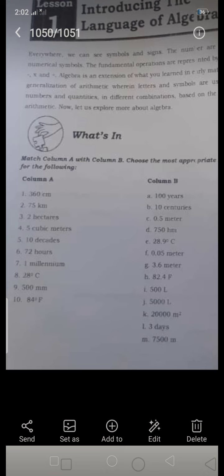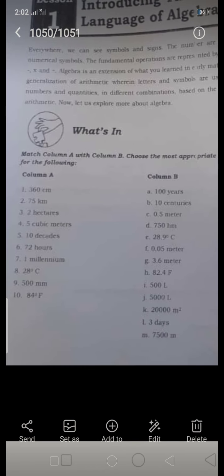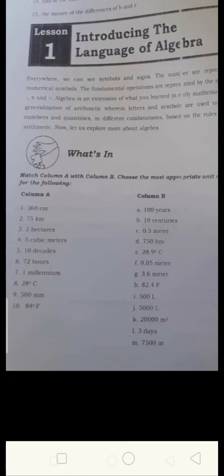Number 7, 1 millennium. Ano yung millennium? So, ilan yung value ng 1 millennium? So, 1 millennium is equivalent to 10 centuries. May centuries ba sa column B? O, meron. So, 1 millennium is equivalent to 10 centuries. Wala nang conversion kasi 1 millennium is equal na siya sa 10 centuries. So, yung 10 centuries sa column B, yun na yan yung equivalent ng 1 millennium.